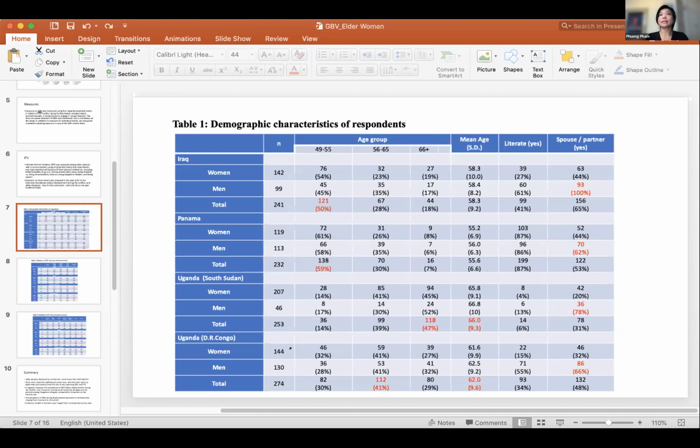The other is about marital status as well. Among the men in Iraq, 100% of them are married. In Iraq, you'll see that a lot of them are also, they probably are widowed. And in Panama, you'll see that we have a mixture of both currently living with or having a spouse.